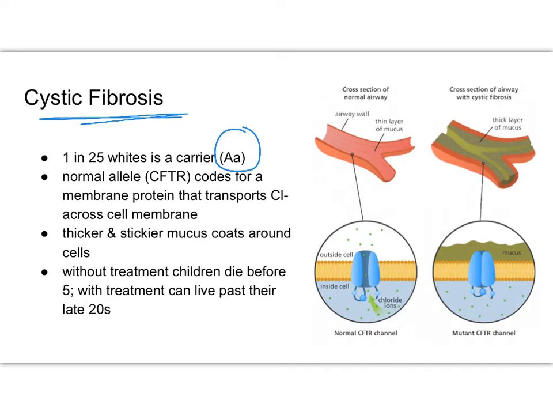The normal allele codes for a membrane protein, CFTR. Okay, and so the normal allele codes for this membrane protein that will transmit chloride across the cell membrane. So you can see, here's my CFTR channel in this first picture here. And you can see the chloride ions are able to transport across the membrane. You see they're leaving the cell, and they're going from the inside of the cell to the outside. So that's our normal functioning. So no mutation there in the DNA, then I get this normal functioning chloride ion channel.